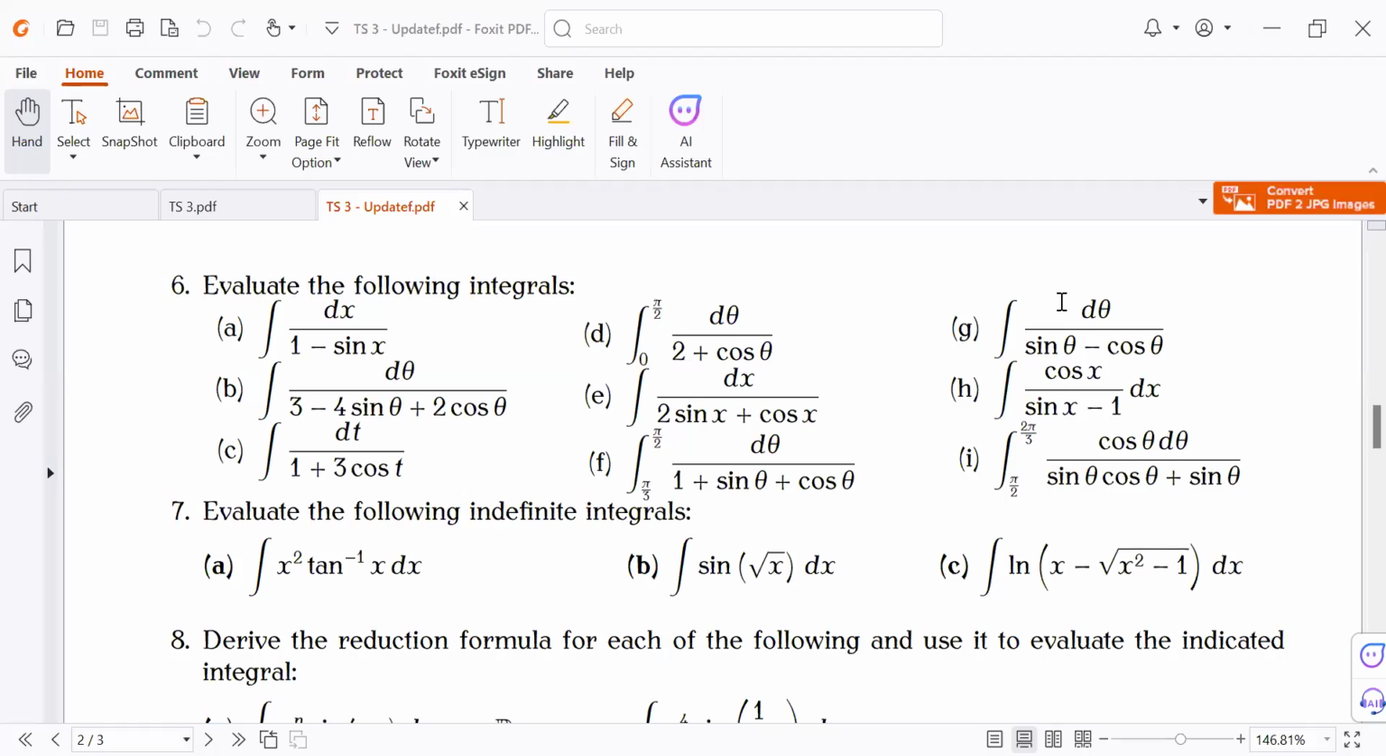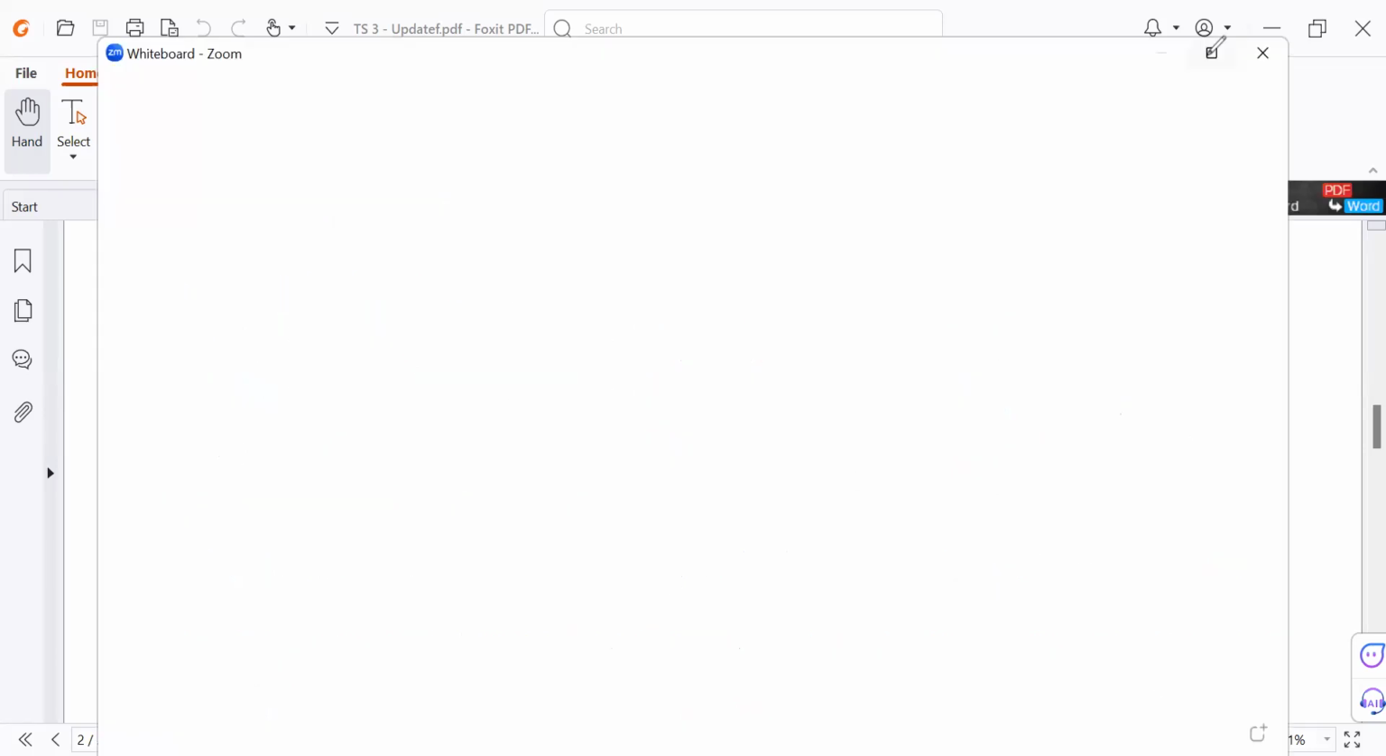So we go to 7C now. For 7C, the integral of ln of x minus the root of x squared minus 1 dx.